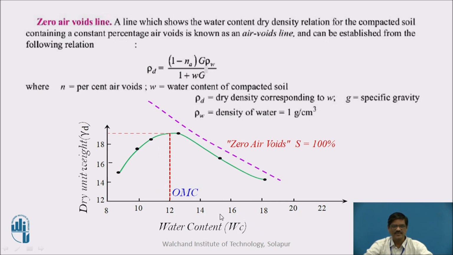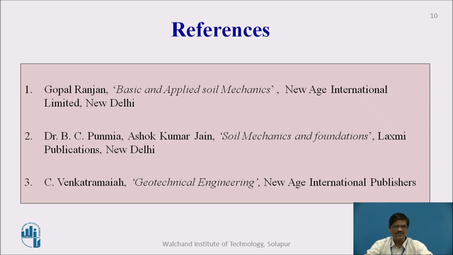Now this is another line, the zero air void line, which is many times used to know the variation of the dry density with respect to water content for zero air voids. If I assume the air voids in the soil to be zero, the variation is shown by this dotted line, and we can obtain this dotted line by obtaining the dry density corresponding to zero air void, which is determined from this formula, where Na is the percentage air void. We keep the Na value as 0 for the zero air void line, and such a line we can obtain.